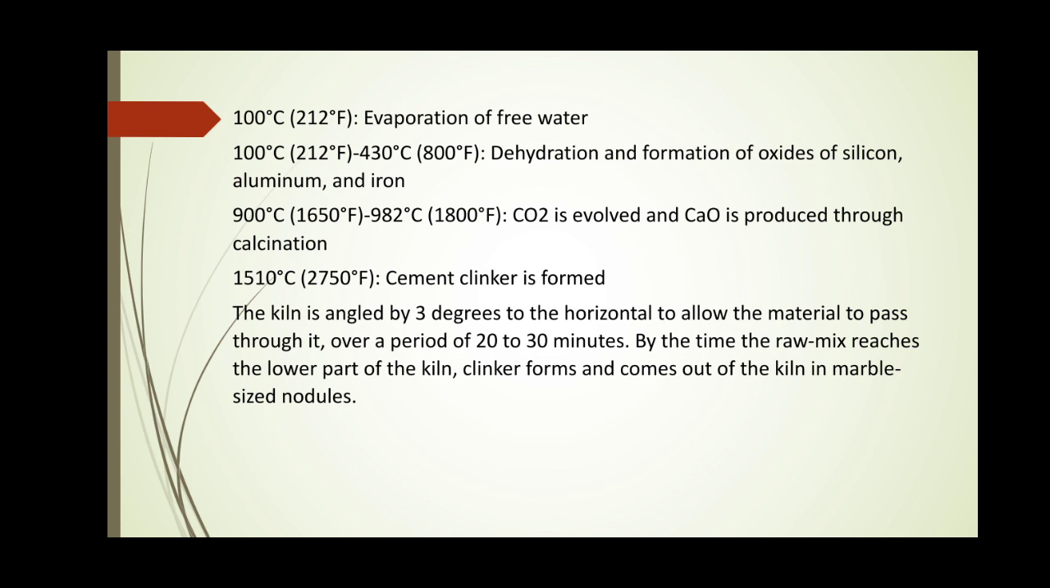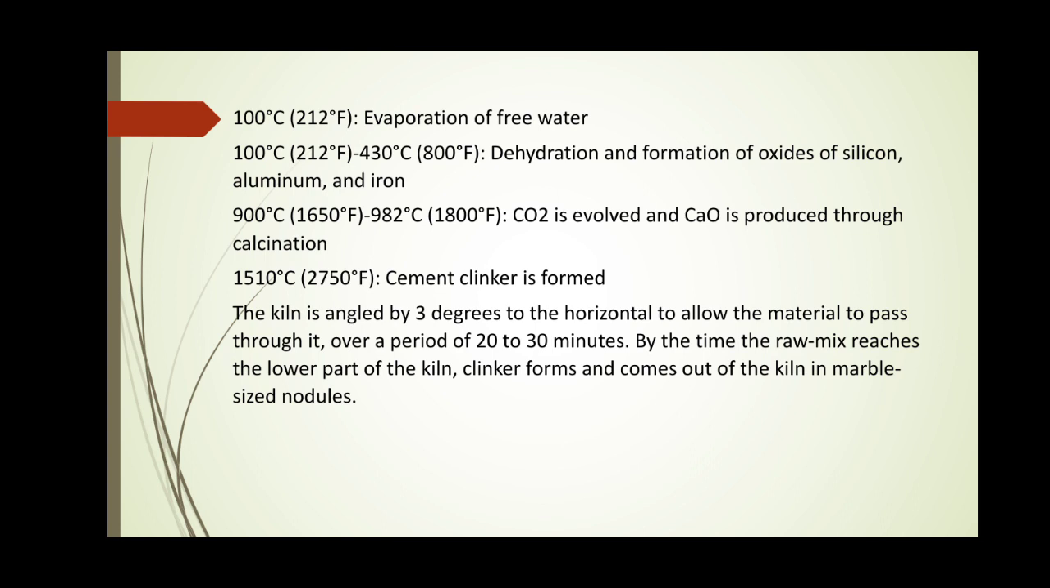At 1510 degrees centigrade or 2750 degrees Fahrenheit, cement clinker is formed. The kiln is angled by 3 degrees to the horizontal to allow the material to pass through it over a period of 20 to 30 minutes.